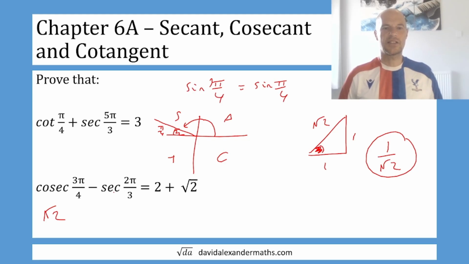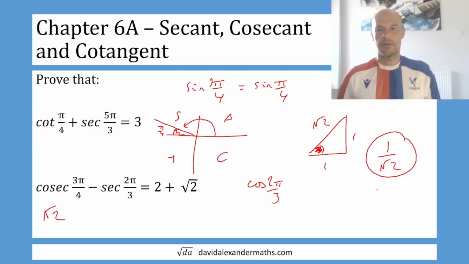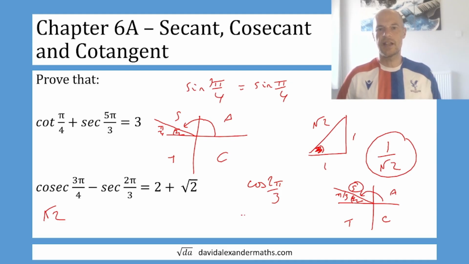Right, let's take a look at the sec of 2 pi over 3. First of all, I want to work out the cos of 2 pi over 3. Again, running out of space here, CAST. A lot of this can be done on a calculator. So 2 pi over 3 creates this angle here, which is pi over 3, and that is in the S quadrant, so cos is negative. So the cos of 2 pi over 3 is the same as the negative cos of pi over 3.